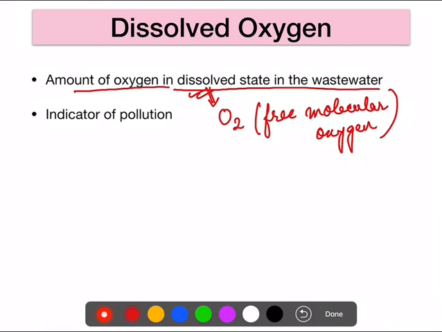Dissolved oxygen is abbreviated as DO. Also, it indicates pollution. Dissolved oxygen indicates pollution in your sample of water or wastewater. How? This I will cover in the BOD part, how and why this dissolved oxygen content is used as an indicator for pollution.